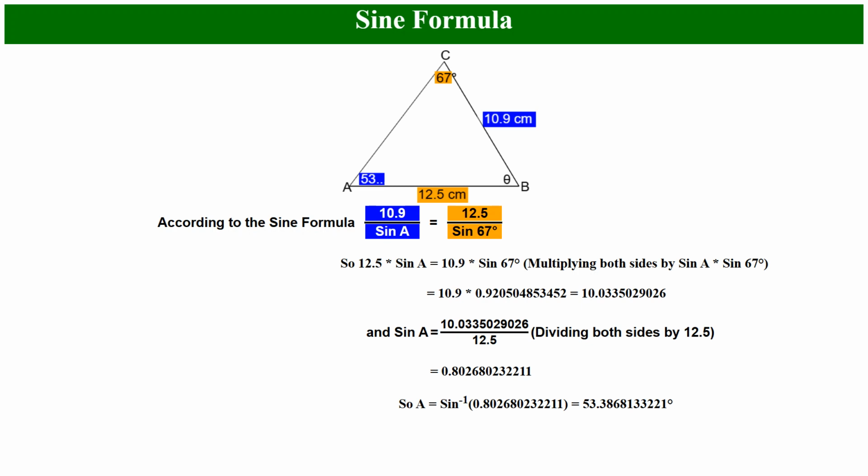We need the angle theta. So as you can see, the three angles there in the triangle add up to 180 degrees. So theta is simply going to be 180 minus 67 minus the angle A there, which we just found to be 53.3868 degrees. And doing that, we get theta is 59.61 degrees, correct to four significant figures.